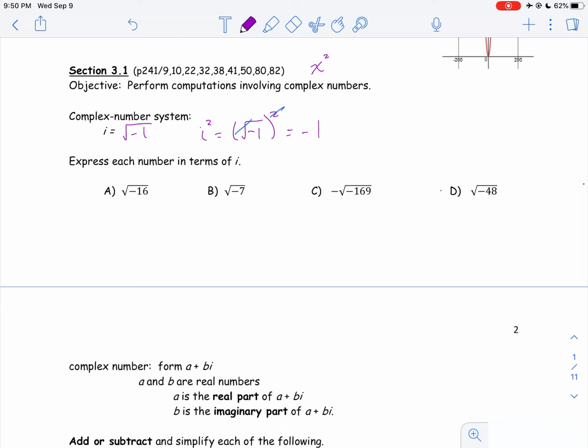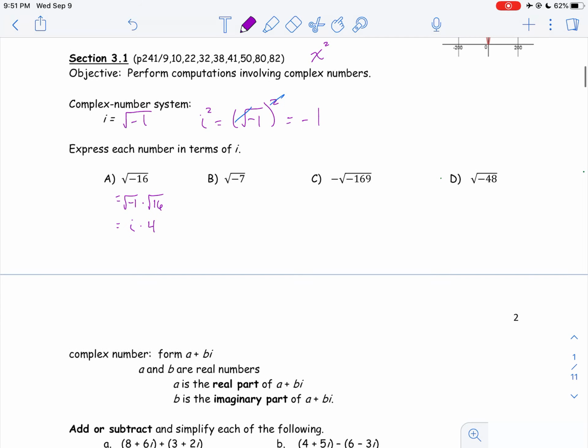The way we use this, if you look down here, if you think of this as the square root of -1 times the square root of 16, you can see that this square root of -1 becomes i. The square root of 16 is 4. Usually we switch it around and write it as 4i. And what that means is 4 times the square root of -1. Alright, so B here then, we can break this up. Square root of -1 times the square root of 7. That's i times the square root of 7.